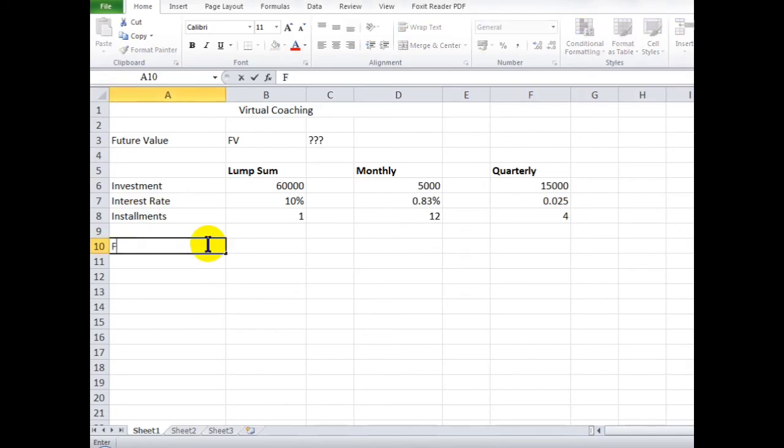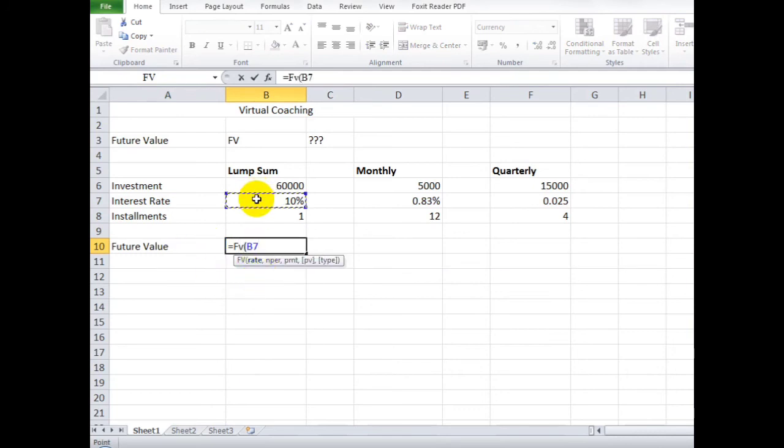So the future value in this case will be the rate of interest, first of all. That is 10% in our case. Then the number of investments or the number of payments. In the first example, a lump sum, this will be 1. And then the amount of the investment. In this case, this is 60,000 rupees.